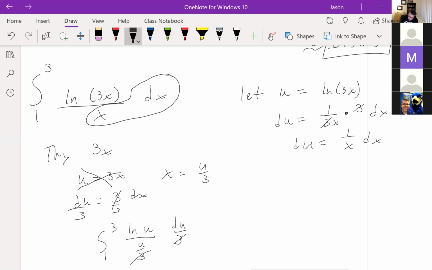So this was a bust. We tried this and it didn't work. This is attempt number 1, didn't work. This is attempt number 2.